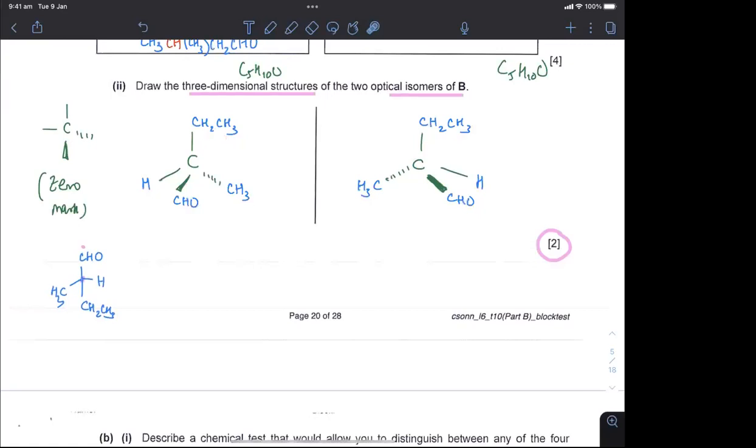Mirror image, this goes to that, the furthest goes to the furthest, this one goes to that one. This is coming up towards you, pointing at you right in the eye. This is pointing away from you, behind the screen, behind the paper. These 2 are flat. This is 109.5 degree tetrahedral geometry for this sp3 carbon there.